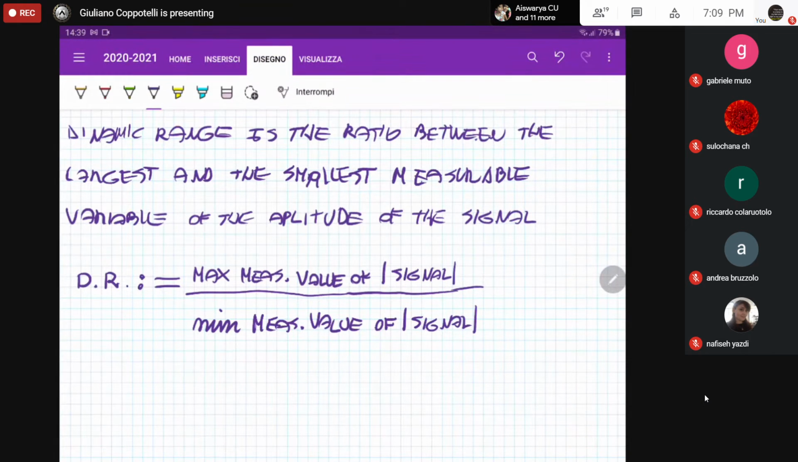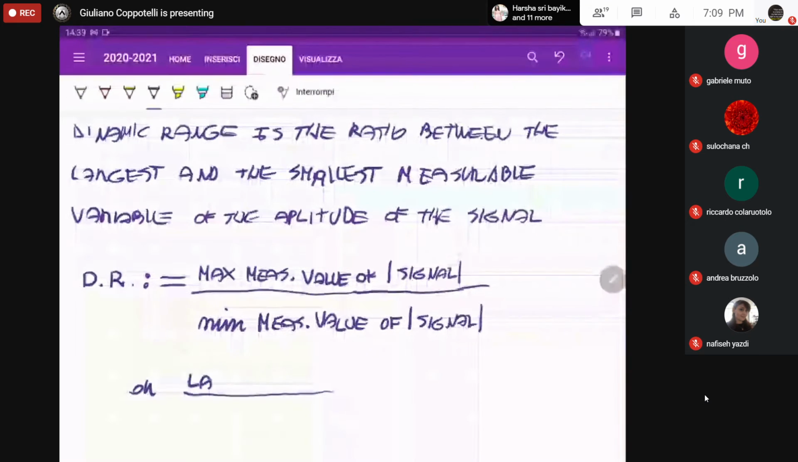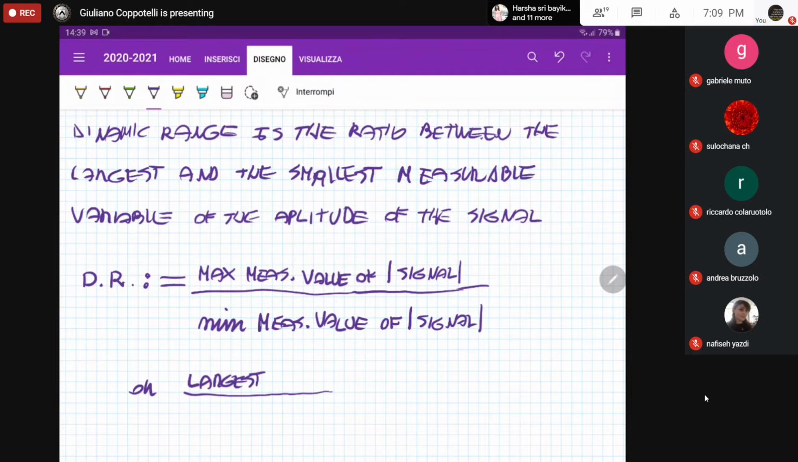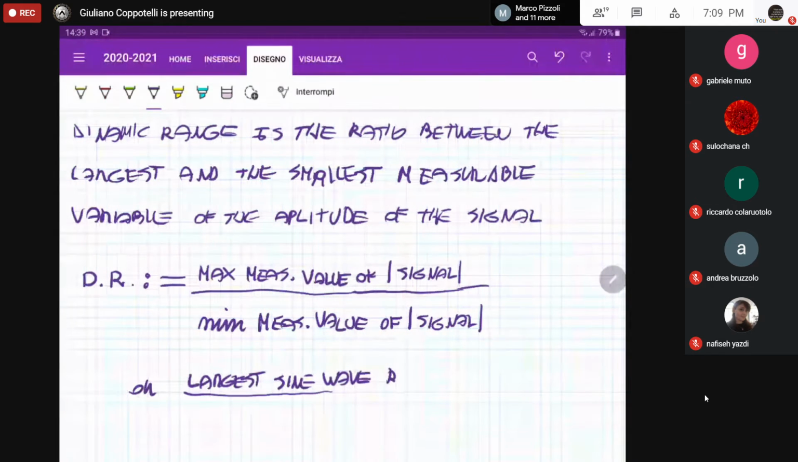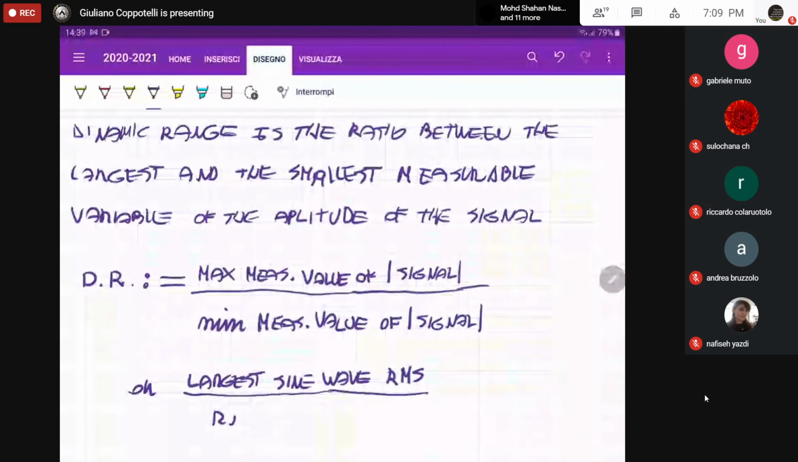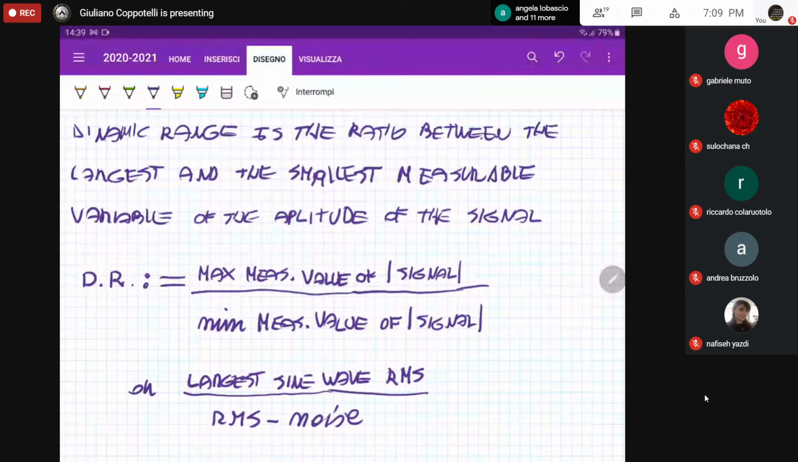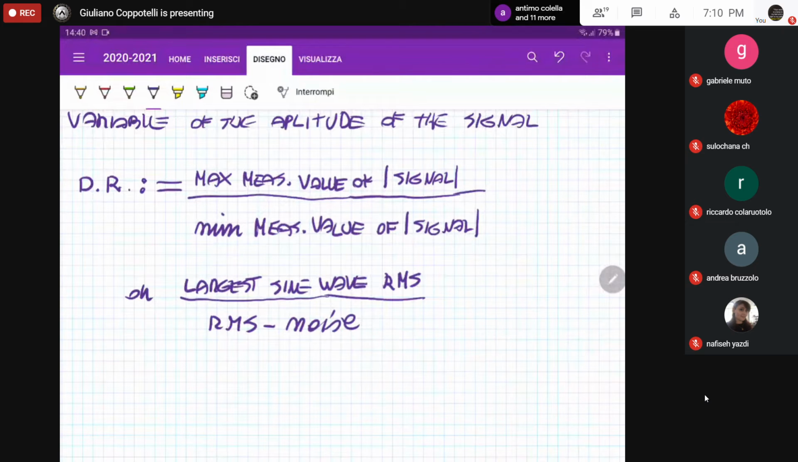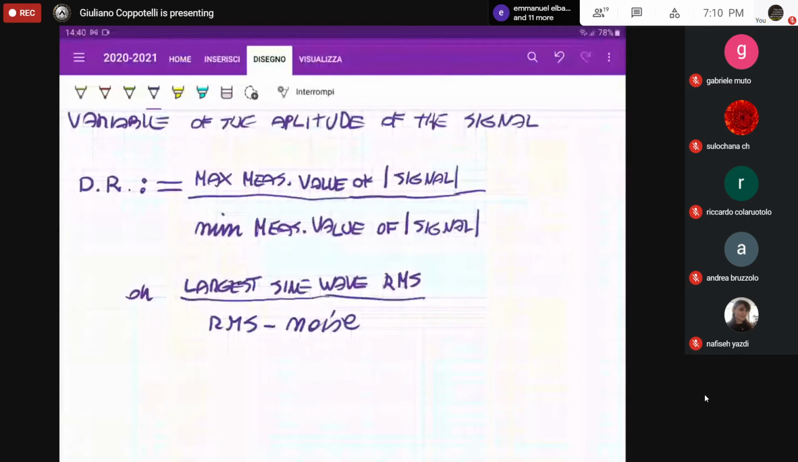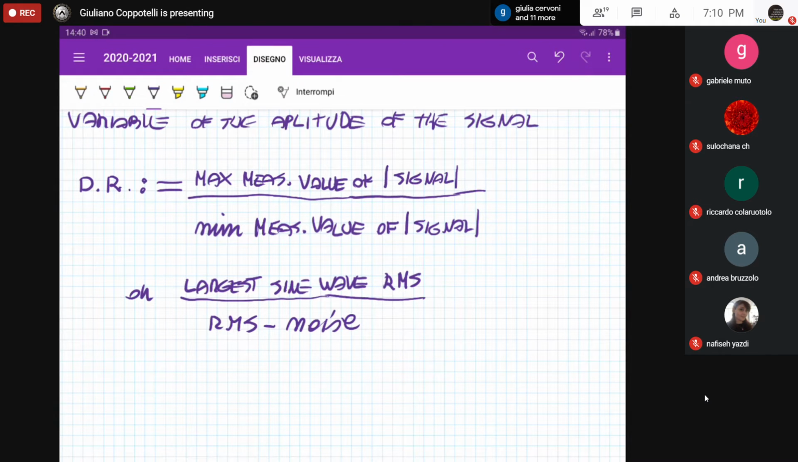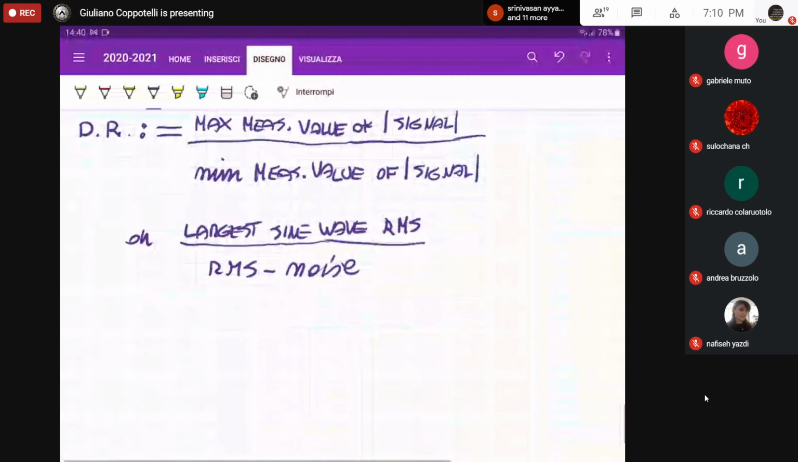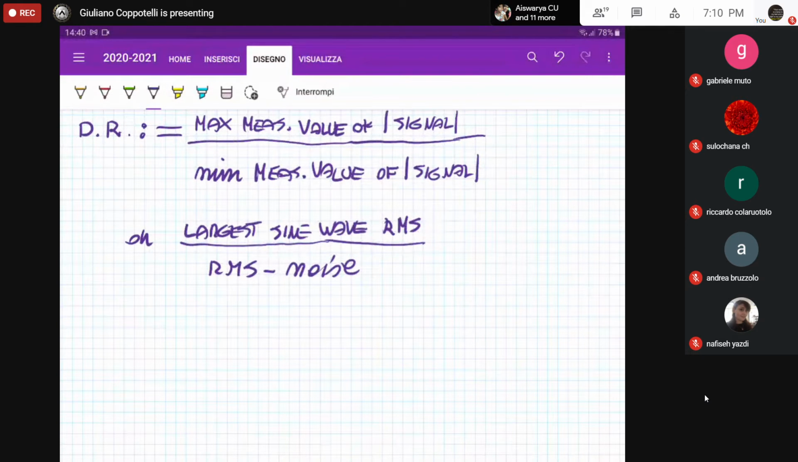Okay. If you are referring, for example, to a sinusoidal wave or whatever harmonic signal, it could be defined as the ratio between the largest sine wave RMS, root mean square value, with respect to the RMS value of the noise. Okay. Now, when referring to your acquisition system, then we have to refer to the electrical parameters, electrical quantities that are characterizing your measured quantity. And generally, what we are referring to is, for example, the current or the voltage. So whatever is the intensity of your measured quantity in the acquisition system.